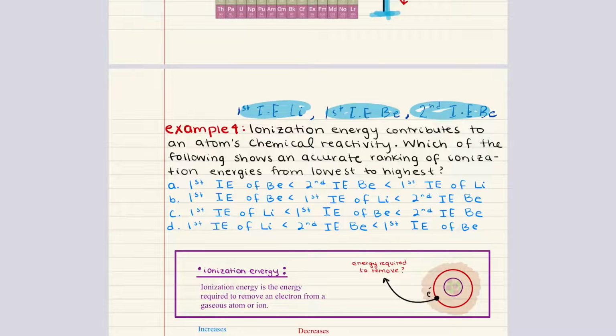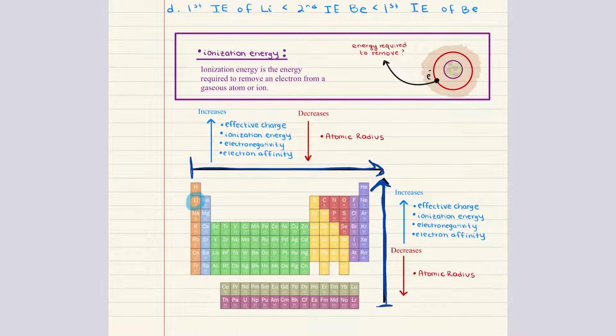Lithium is right here, all right? It is in group 1, period 2, while beryllium is in group 2, period 2. Now, the first ionization energy of an element is really influenced by the effective nuclear charge. This is the net positive charge that's experienced by that electron in the outer shell. And it's also influenced by the distance of the electron from the nucleus.